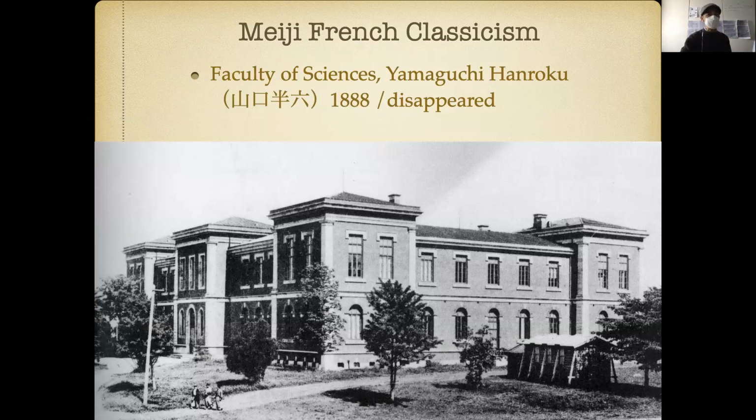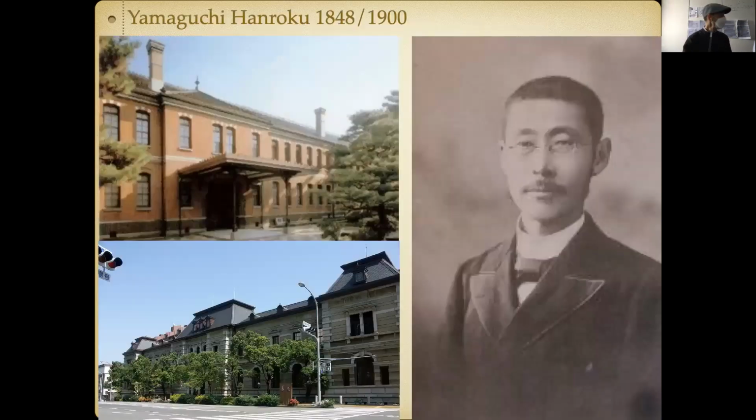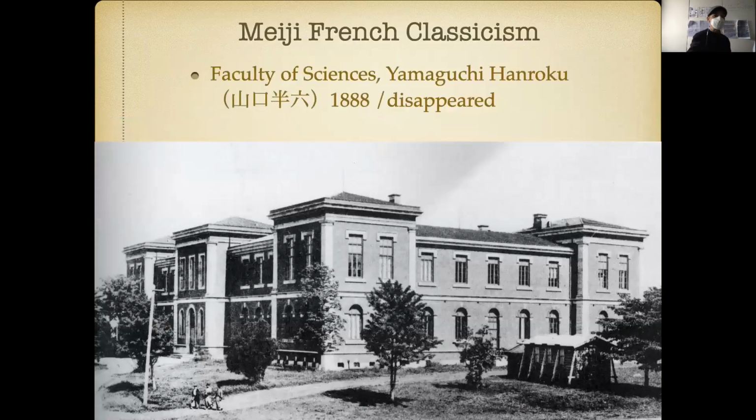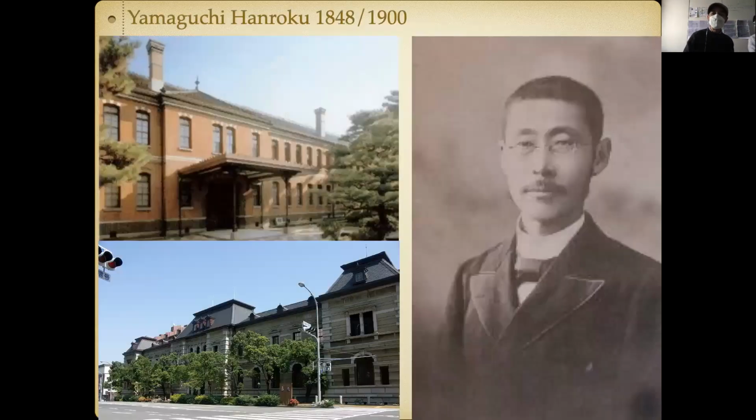But there were people studying also in France. So Yamauchi Hanroku also did the Faculty of Sciences, and this is more French, more classical in style. This is the building. The guy disappeared, but the building disappeared too. The guy disappeared also, of course. So it was demolished. The building has been demolished. This is the guy, and some of his remaining buildings are in the photos. So this is really much more French. And again, not any intention to have any Japanese flavor there.